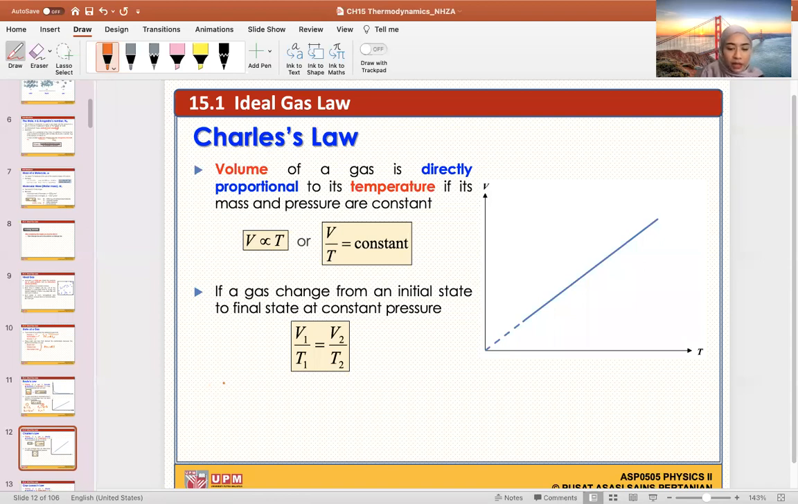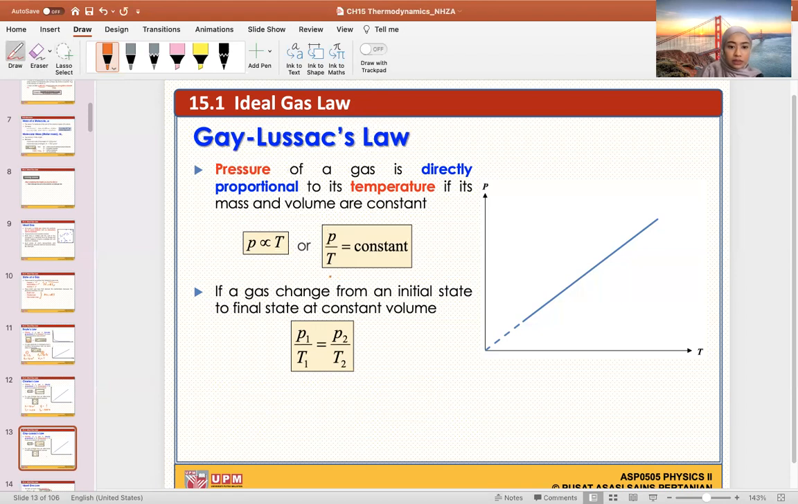So again, if I have a starting volume of 10 meter cube, and the temperature is 325 Kelvin, and then I give you a temperature of 400 Kelvin, what is the volume at this temperature? So you use this equation, V1 over T1 equals V2 over T2. Okay, so we are assuming all the other parameters are constant except these two, V and T. Okay, so this is Charles' law.